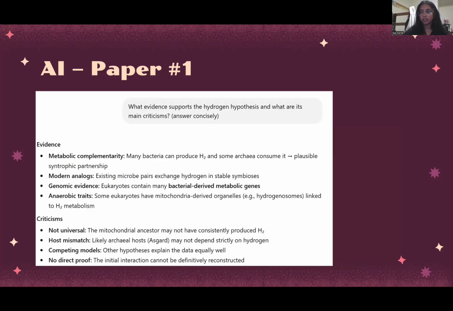And ChatGPT accurately described the metabolic partnership and listed supporting evidence and its criticisms. This also matched the paper, but ChatGPT presents the evidence in a more structured and convincing way, whereas the paper emphasizes that the evidence is indirect and difficult to interpret.